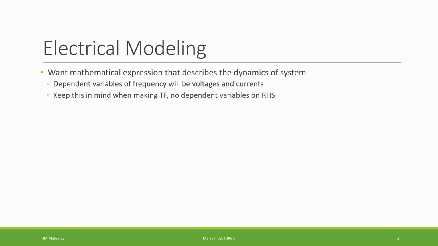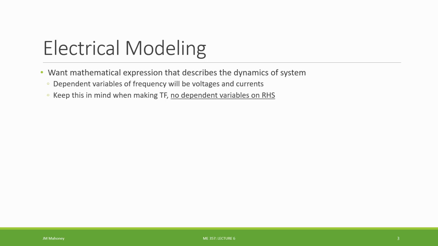We want to keep this in mind when we're making our transfer function: we want to make sure our final transfer function on the right-hand side has no dependent variables, no voltages, no currents. The only thing that should be on the right-hand side are parameters, these constants, and s terms. Here, using a mathematical expression broadly, we will be working with transfer functions as the methodology for making our model when we are working in electrical systems, but you could use a state space model as well, which we'll get to later in this unit.